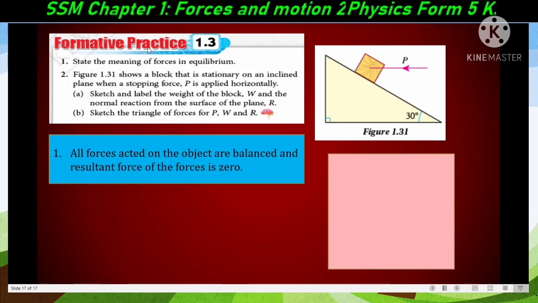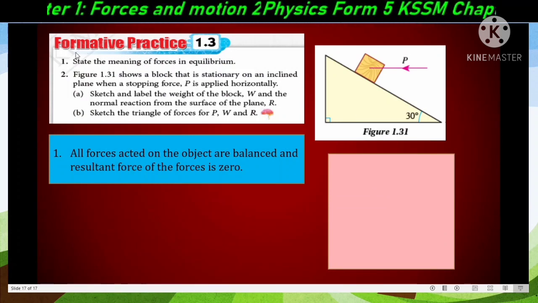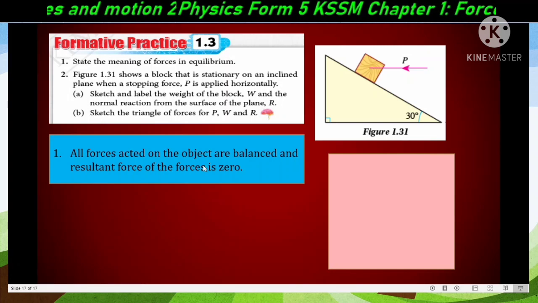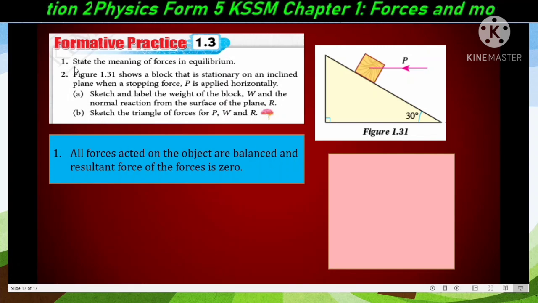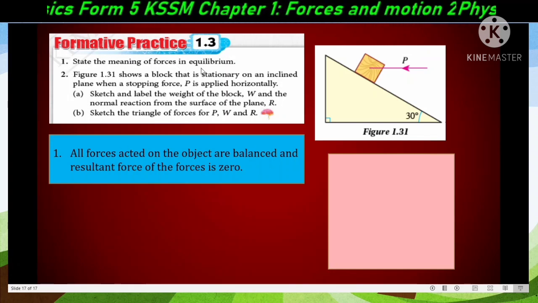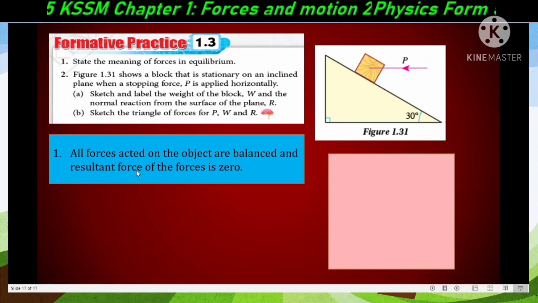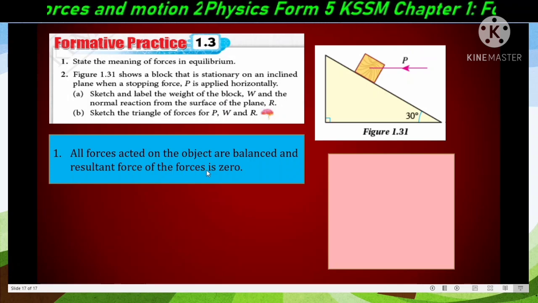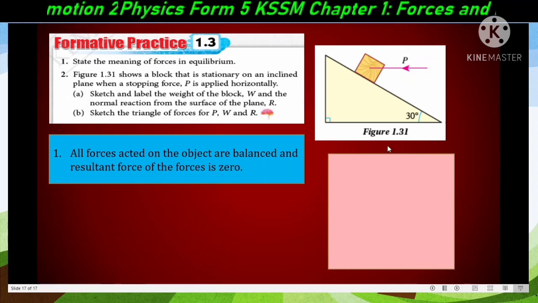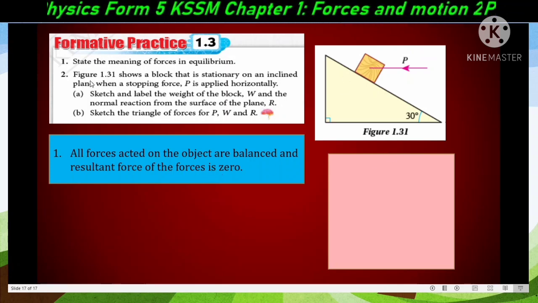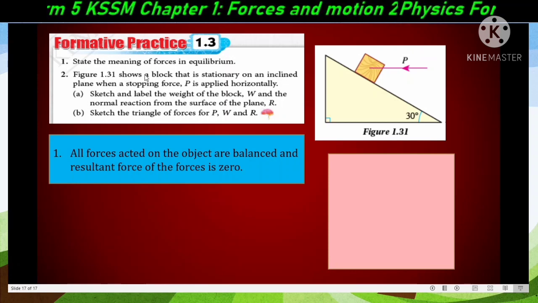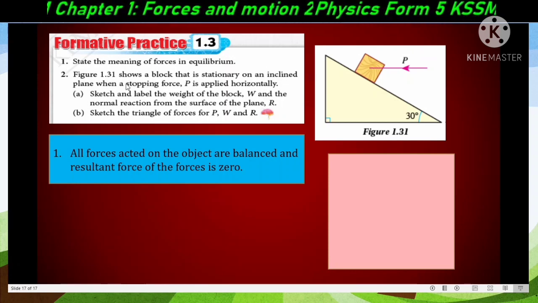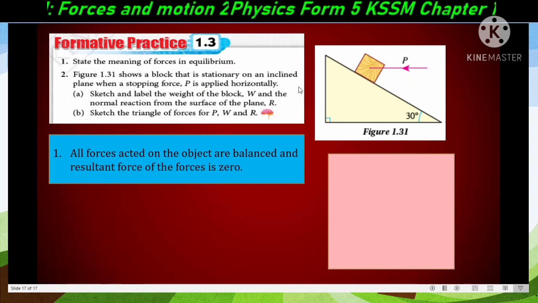Now check formative practice 1.3. You can go and try first, then come back and check the answer. Number 1, state the meaning of forces in equilibrium. All forces acting on the object are balanced, and the resultant force of the forces is 0. Now the next question, number 2. The figure shows a block that is stationary on an inclined plane. A horizontal force P is applied.